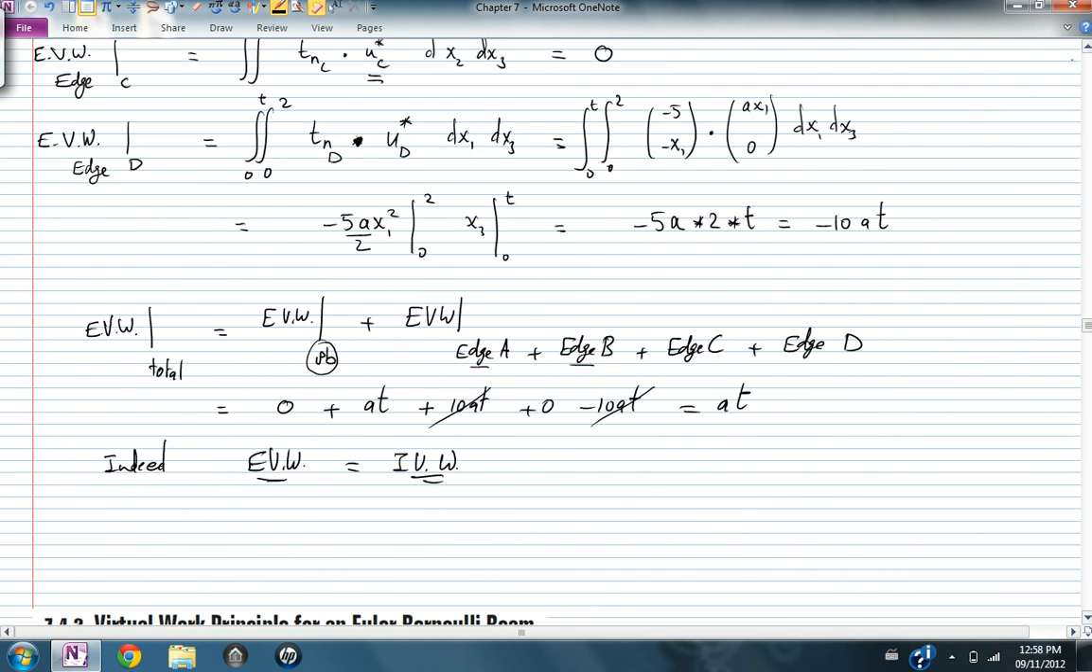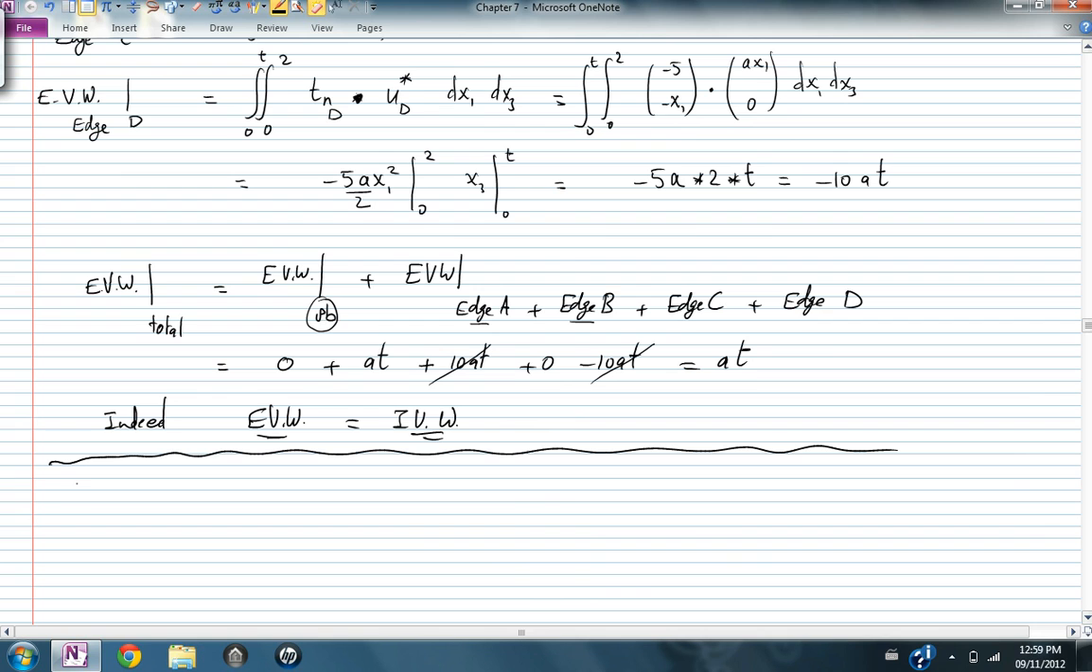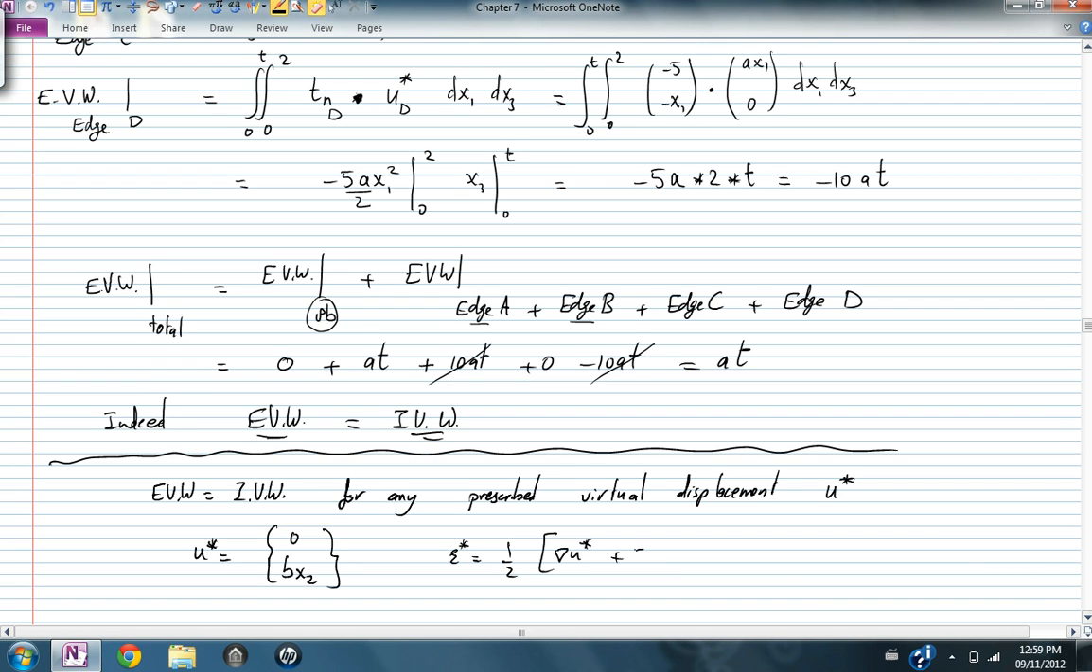Now, in your book, this is performed again for a different displacement. So indeed, the external virtual work should be equal to the internal virtual work for any prescribed virtual displacement u star. And in the book we've done this again for u star equal to 0, 0, b x2. For this, the strain is equal to half the gradient of u star plus the gradient of u star transpose, which is equal to 0, 0, 0, b.